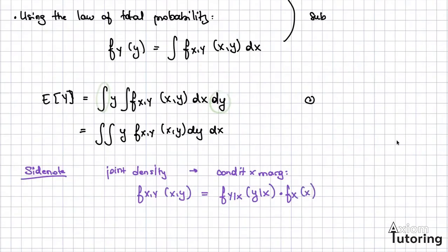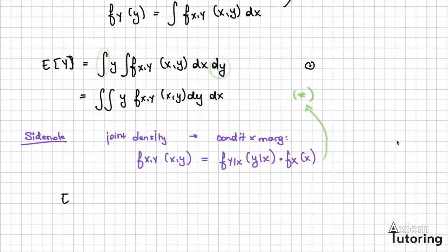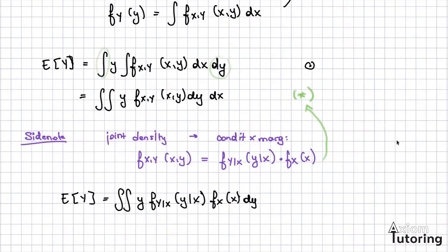Knowing this expression, now we can plug it into the last expression that we achieved, and we can rewrite the whole thing as the expectation of y equals the double integral of y, f of y conditional on x, f of x, dy dx. Now keep in mind the inner integral all over again. So we've got this whole bit right here. This is our inner integral.